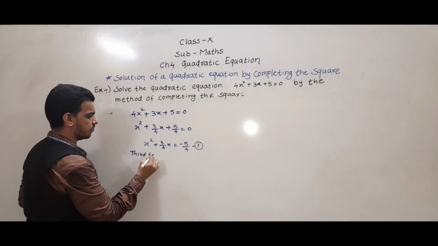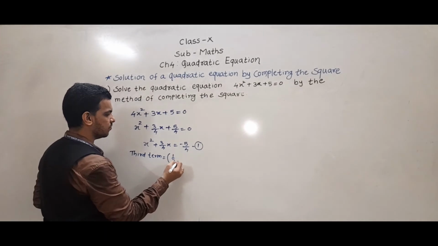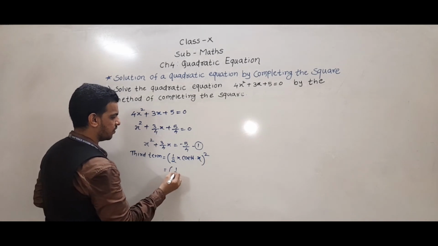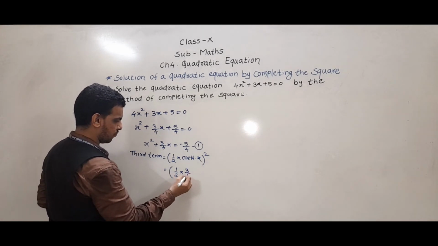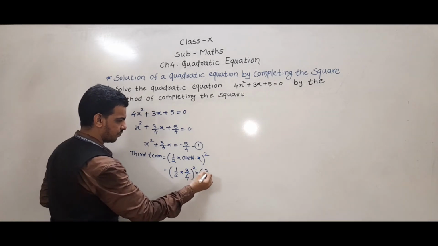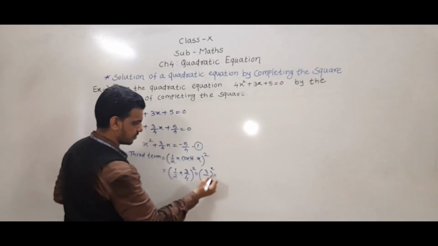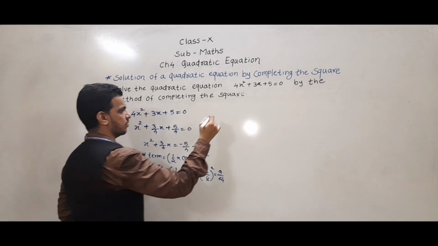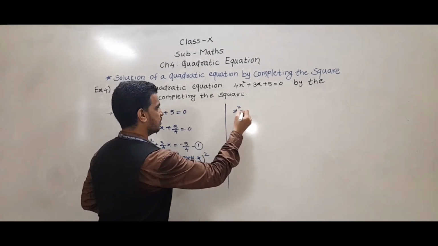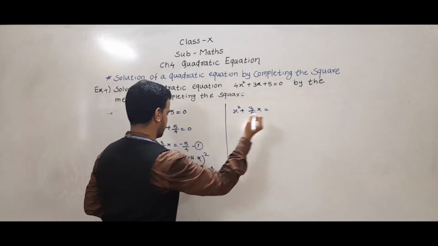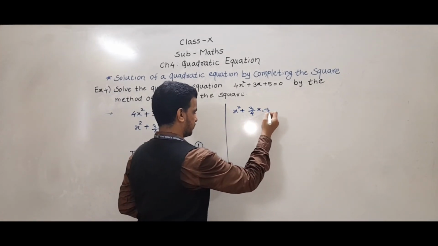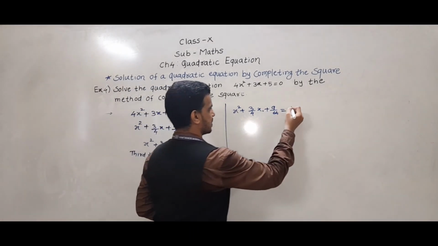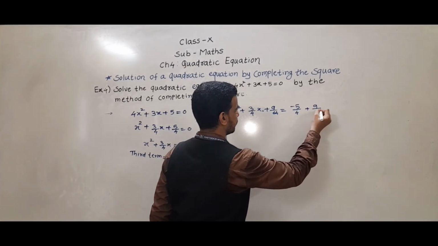Now find the third term. So the third term is equal to half into the coefficient of x, bracket squared. So half into the coefficient of x, which is 3 by 4, bracket squared. So that is 3 by 8 bracket squared. So 3 by 8 squared is 9 by 64. Now add this 9 by 64 to equation number 1. So if we add this, x square plus 3 by 4x plus 9 by 64 is equal to minus 5 by 4 plus 9 by 64.